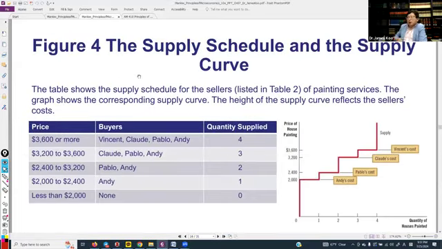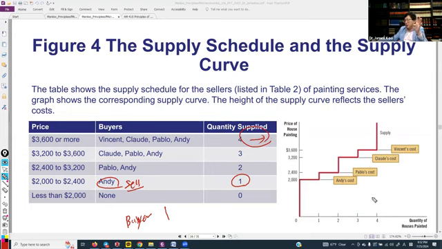Surplus schedule and curve. This one is the surplus, not linear. Surplus for Andy and Pablo, Claudia and Vincent. The surplus is here. How many items? Only one item. Maybe Andy will sell. Why? Buyer? Only one. What is the buyer? A poor buyer. Price is here.